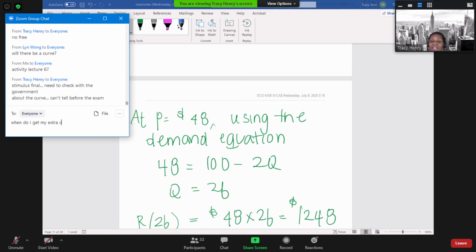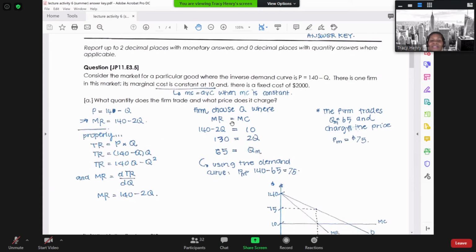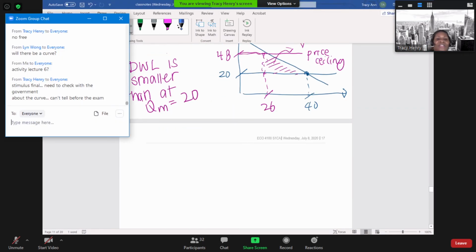Lecture activity 5. So the answer key has been posted. I actually pulled up the answer key, and it has been posted for quite a while. Was there any question that anyone had about it? I try to be as detailed as possible with the answer key here. So for the first one, we have our marginal cost is constant at 10, and there is a fixed cost of. And by the way, let me just say this right here, and I'll put it on our class note. This is a very important aside, actually. And I don't know how many of you noticed this.